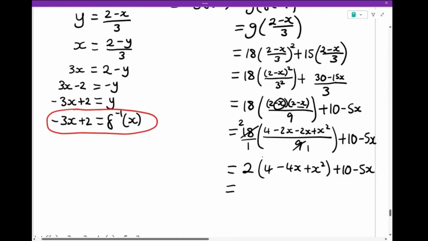But let's expand this further, because it's all multiplying by 2. So 2 times 4 is 8. 2 times negative 4x is negative 8x.